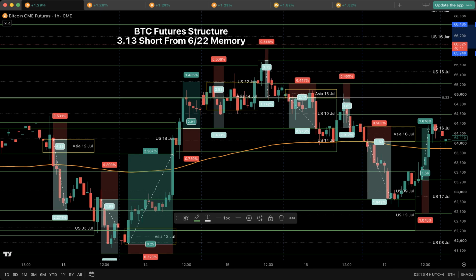Now watch the behavior. Price fails the upper side. It moves lower. The lower side of July 15th U.S. box gets tested. Reaction appears. But buyers cannot recover cleanly.